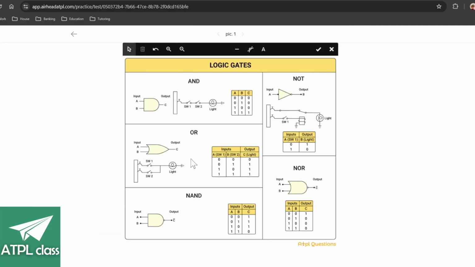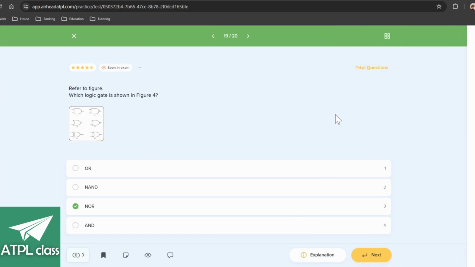Explanation. There you go, you've got an AND gate, you've got an OR gate, you've got a NAND gate, which is the little circle, a NOT gate, which inverts it essentially, and a NOR gate has the little circle. Nice and easy.